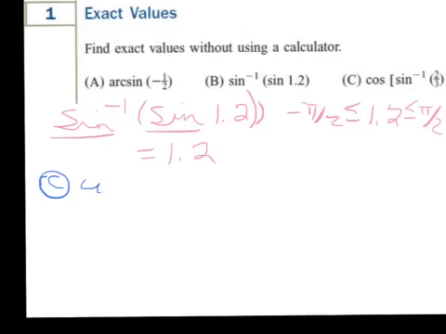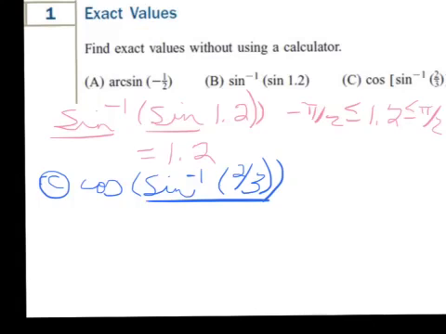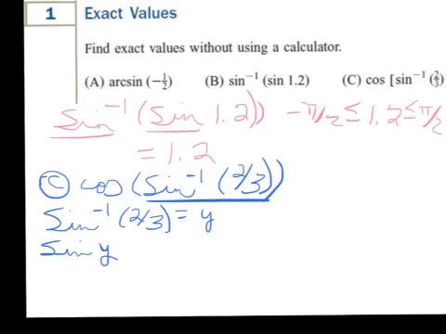And with C, you have the cosine of the sine inverse of 2/3. So let's take a look at first just this point. So the sine inverse of 2/3 is equal to y. Therefore, the sine of what angle is equal to 2/3.